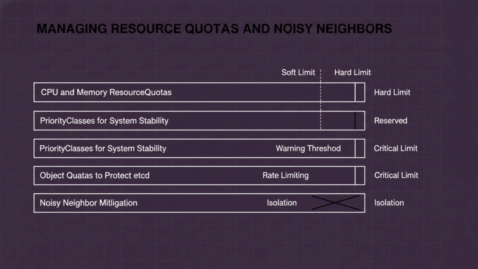When designing for global scaling, we must also consider object quotas. If a tenant's operator creates thousands of custom resources, it can overwhelm the etcd database that backs the Kubernetes API.